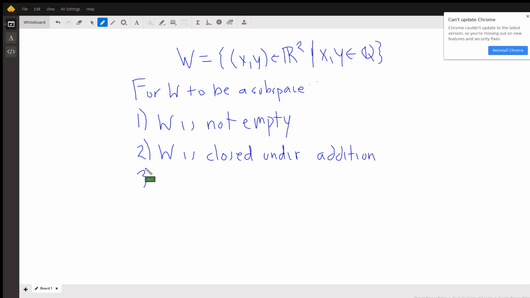And finally, number three, we need that W is closed under scalar multiplication. That means if we take an element of W and an element in the real numbers R, and we multiply them together, it should still be in W.